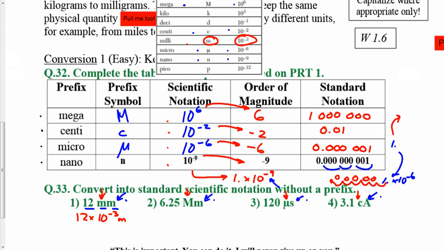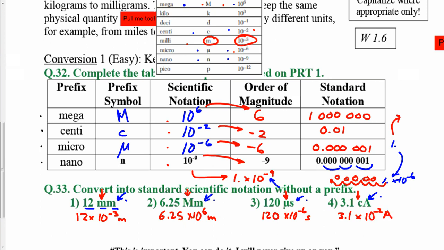Over here, instead of writing 6.25 megameters, you can write 6.25. Mega means 10 to the 6. So 6.25 times 10 to the 6th meters. It's the exact same thing. We have not changed anything other than the notation. The meaning, the amount, it's all the same. The magnitude is exactly the same. 120 micro is 120. Micro here is 10 to the -6, so times 10 to the -6 seconds. And finally, 3.1 times centi, c, 10 to the -2, 10 to the -2 ampere.